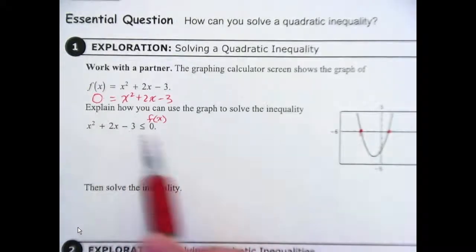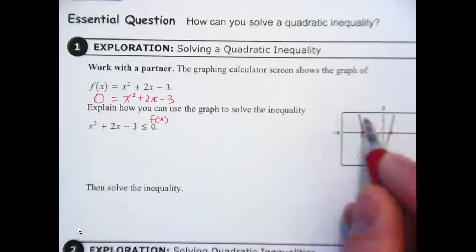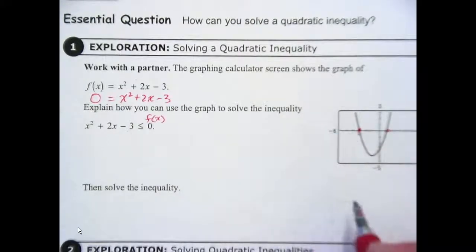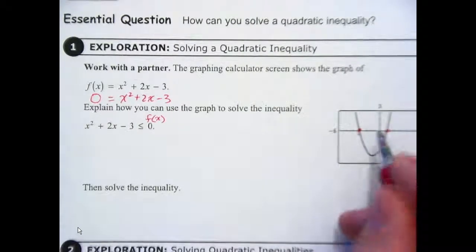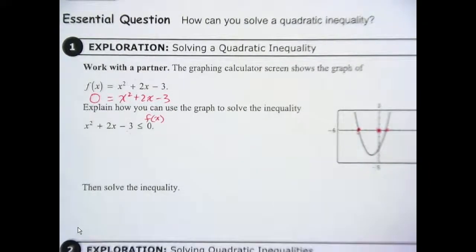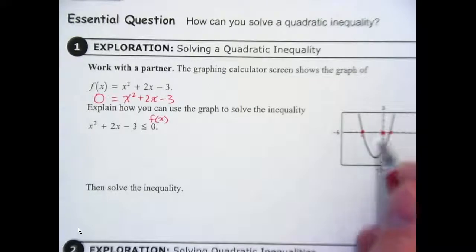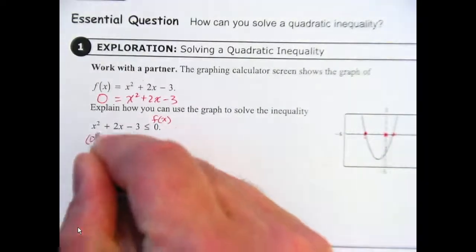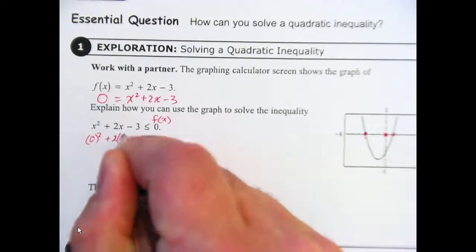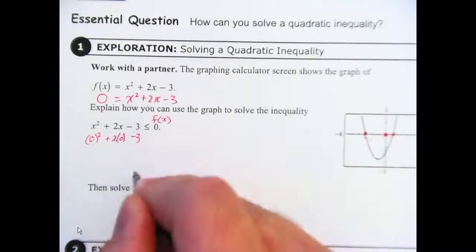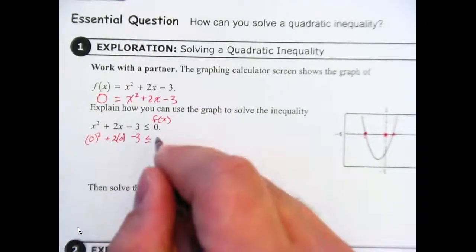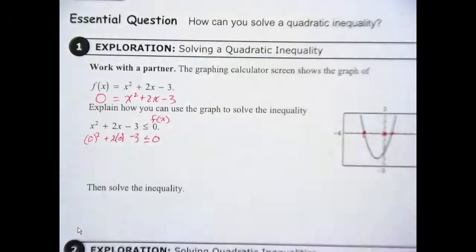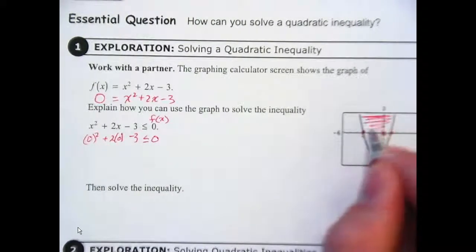Now, how could we solve it? Well, you could just test points. You're going to either shade inside the parabola or outside of the parabola. The easiest ordered pair to test is 0, 0. If the parabola went through 0, 0, that wouldn't be a good point to test, and you'd have to test a different one. But since it doesn't, if we test 0, 0, we get 0, and 2 times 0, so all you're left with is your y-intercept of negative 3. So is negative 3 less than or equal to 0? The answer is yes, so you shade inside the parabola.